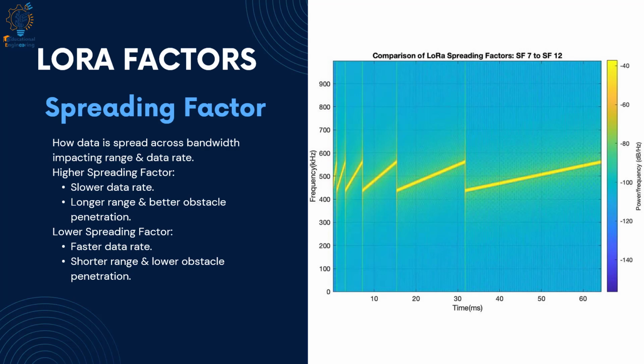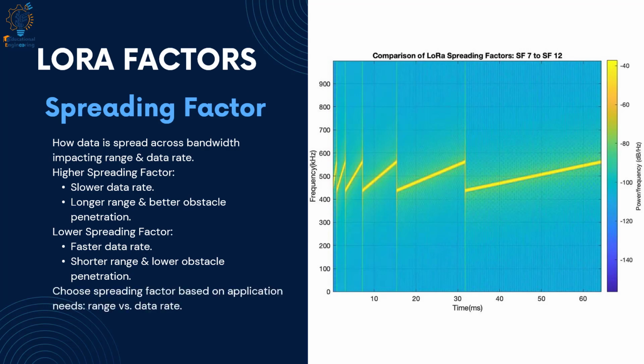So in summary, the higher the spreading factor, the lower the data rate. The higher the spreading factor, the longer the range. The higher the spreading factor, the slower the transmission. The lower the spreading factor, the higher the data rate. The lower the spreading factor, the shorter the range. The lower the spreading factor, the faster the transmission.